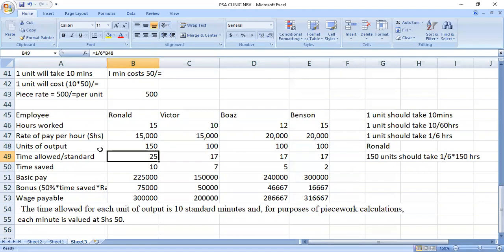For guarantee, you're supposed to determine the minimum payment. Minimum payment usually is a standard that they set, saying that if somebody doesn't meet the standard or doesn't exceed in terms of units beyond something, shall we pay him a minimum of that particular amount?